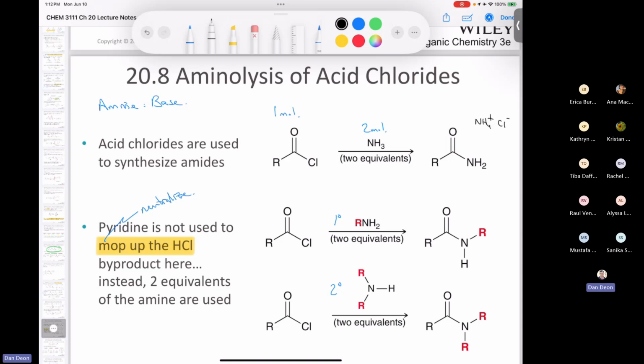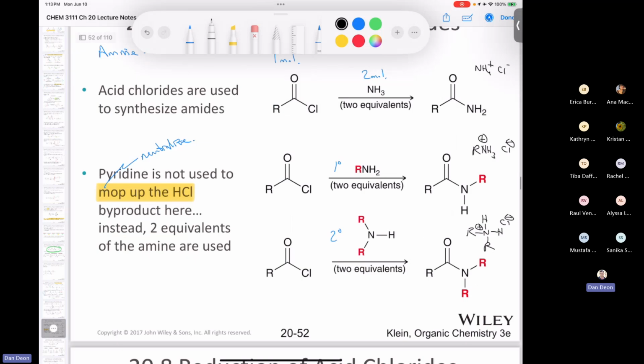And so in the case of ammonia, the first one, you would end up with ammonium chloride as your salt. In the second one, you'd end up with the alkyl ammonium chloride, which would be your salt. And then in the last one, you'd end up with the dialkyl ammonium. I'll just put the bonds here explicitly. Chloride, that would be your salt that's used to neutralize the HCl in all 3 of these cases.